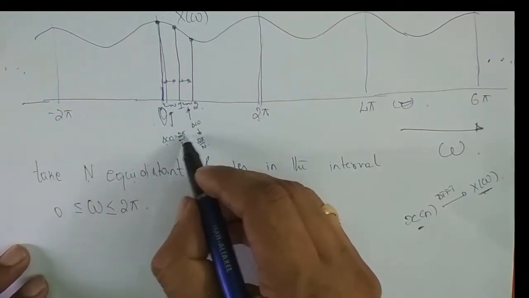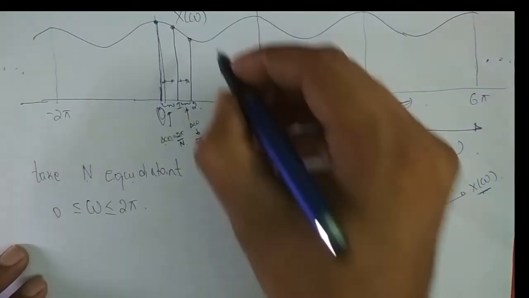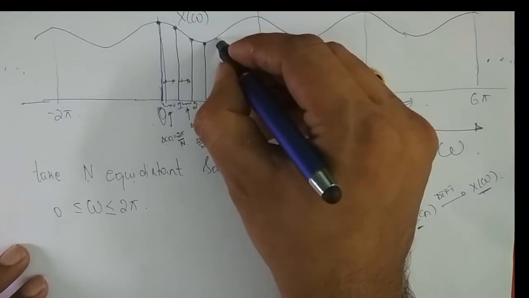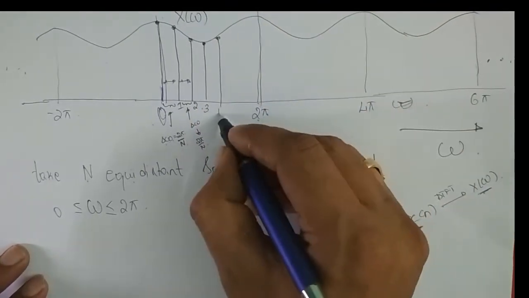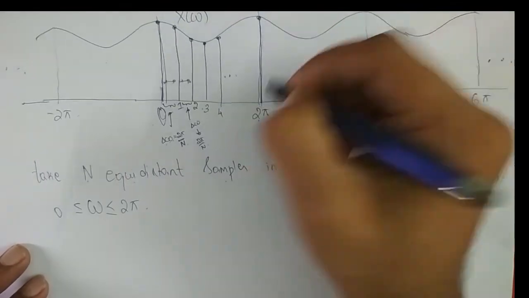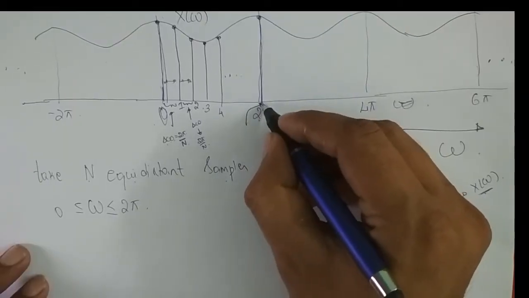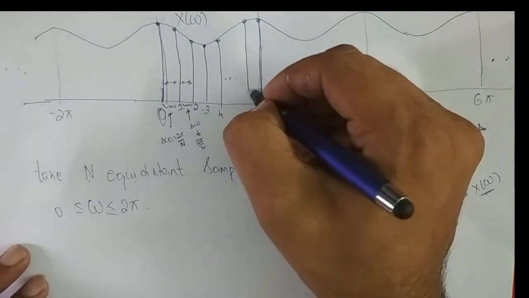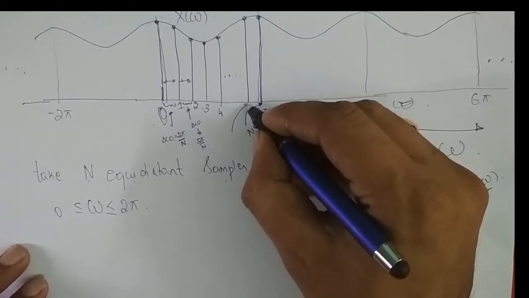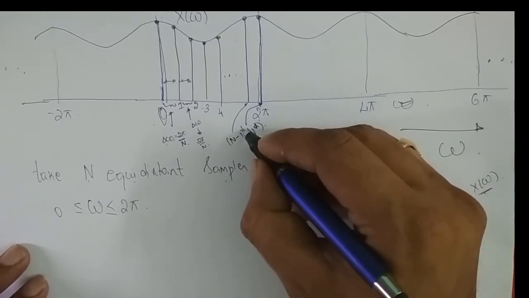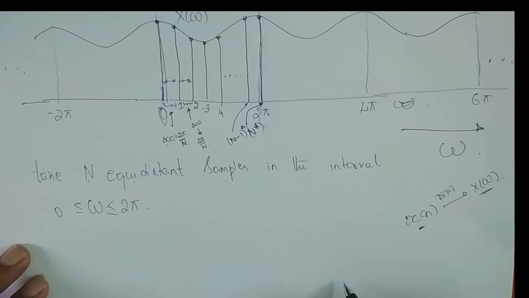And what is delta omega? 2 pi by n. Okay, so one more sample here, which is the third sample. One more sample is here, which is the fourth sample. Dot dot dot. What is the last sample? The last sample is here. So how do we call it? This is actually the nth sample, right? And what is the last but one sample? The last but one sample is the n minus 1 sample. This is the nth sample, this is the n minus 1th sample.